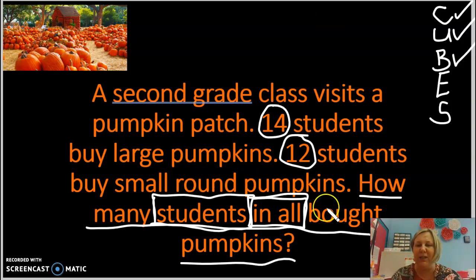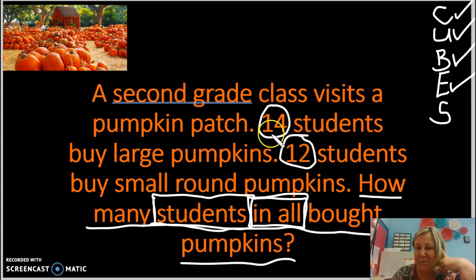So now I'm ready to solve my problem. Well, I'm ready to evaluate, which I kind of did when I was talking. What do I need to do? I need to add them together. And you know what I'm going to use to add?